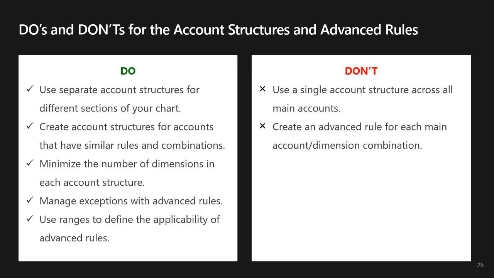As a general rule, this is what I like to tell people, and it's not a hard recommendation, so we didn't put it in here. But in terms of number of account structures, if you have 1 account structure, you have too few. If you have 10 or more, you likely have too many. The sweet spot is probably around 4 to 5 account structures. At a minimum, 2 to 3. But obviously it depends on your chart and your business and how many dimensions you have.